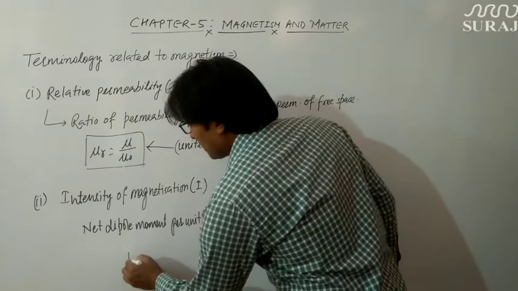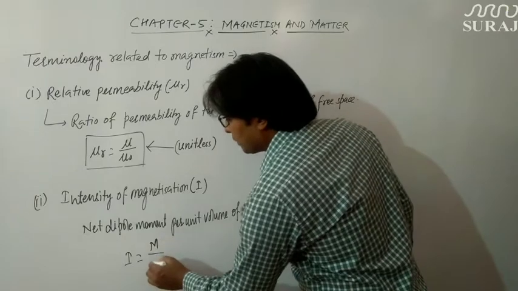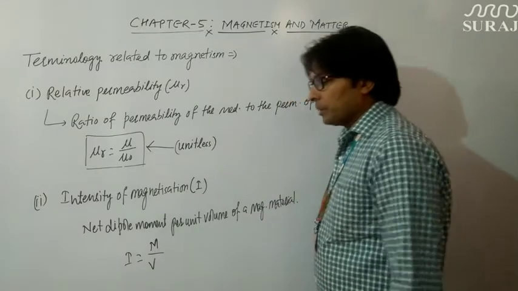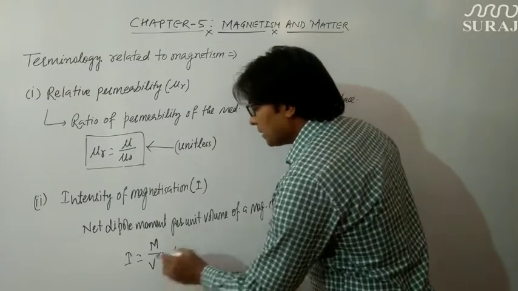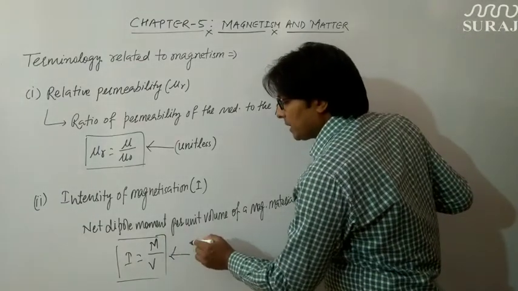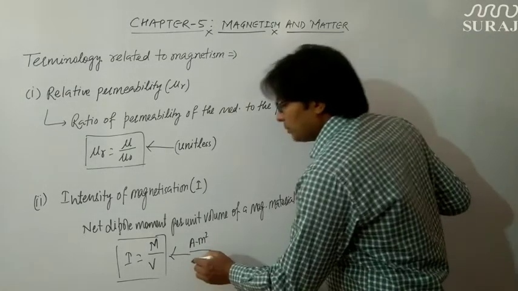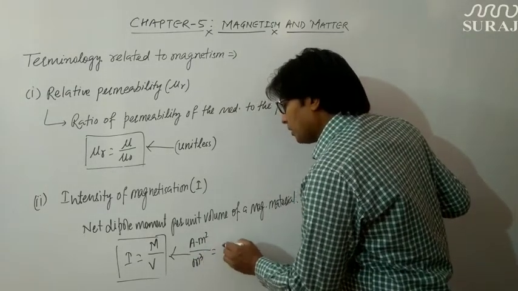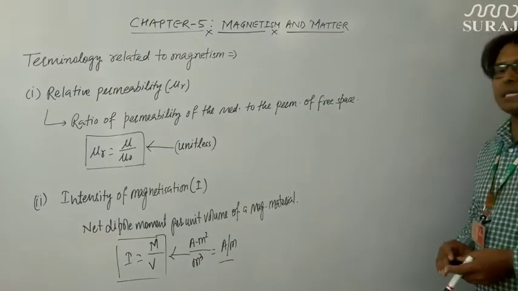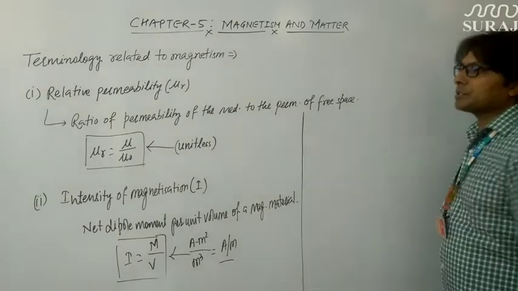So what should be the formula? I is equal to net magnetic dipole moment capital M divided by volume, so it becomes I equals M upon V. What should be the unit of this term? The unit of magnetic dipole moment is ampere meter square, and the unit of volume is meter cube, so it will be ampere per meter. The unit of intensity of magnetization is ampere per meter. Now we will define some more terms.